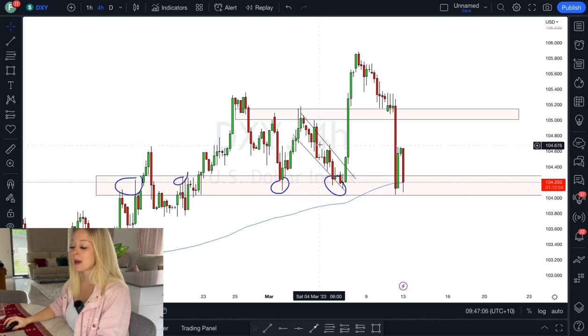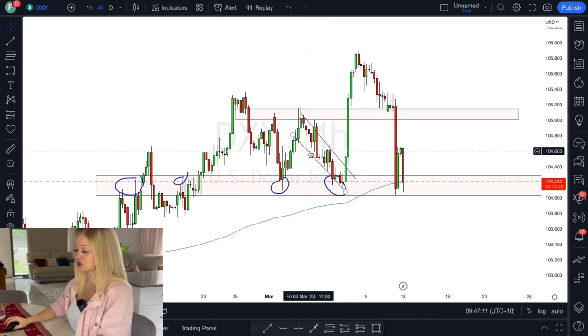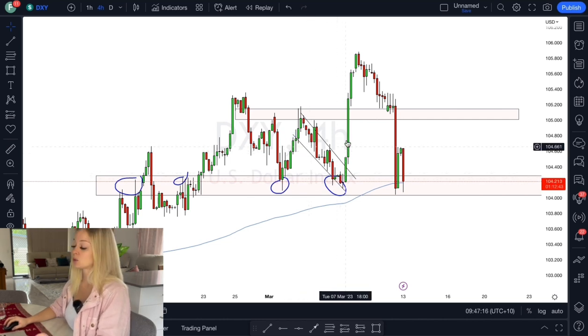These moves don't happen every day, but when they happen, it takes 1 or 2 trades to catch that direction to make an entire week, sometimes an entire month. So it's worth the wait.